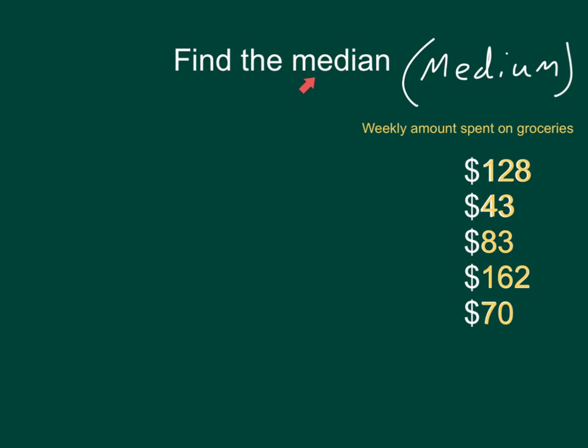When we're asked to find the median of a number, I always think of median. It's kind of like the word medium, and medium means it's in the middle, right? If the water temperature is medium, it's not too hot, not too cold, it's in the middle. So to find the median, we have to order our set of numbers, or our data, from least to greatest, or greatest to least.